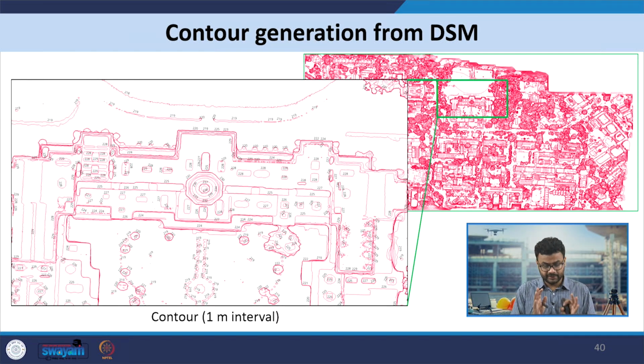Then these rasterized DTMs can also be used for contour generation, or the DSM can also be used for contour generation. So this shows the contours over the DSM. So we had a building over here and it shows contours of that DSM which are produced at 1 meter interval using the CloudCompare software.